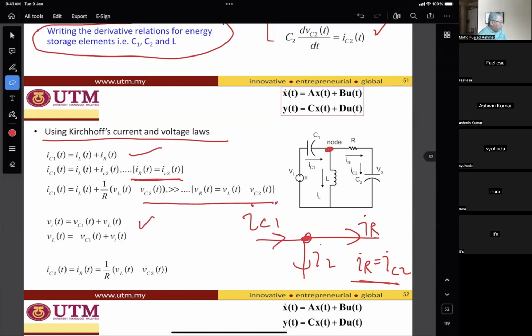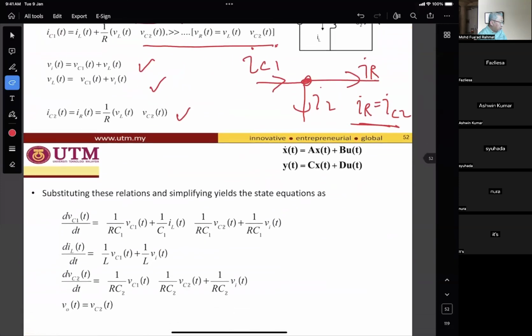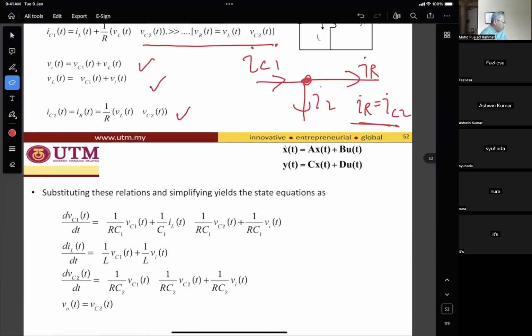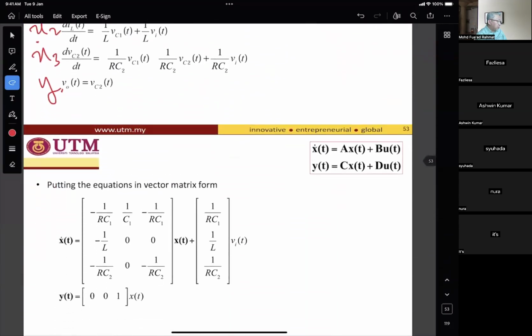So VR is VC1 plus VL, and VL is VC1 plus Vi. Derive the current IC2, replace all, and simplify. You will get X1 dot, X2 dot, X3 dot, plus Y. Then rearrange, so you will get the 3 by 3 matrix system, a 1 by 3 input matrix and a 3 by 1 output matrix.